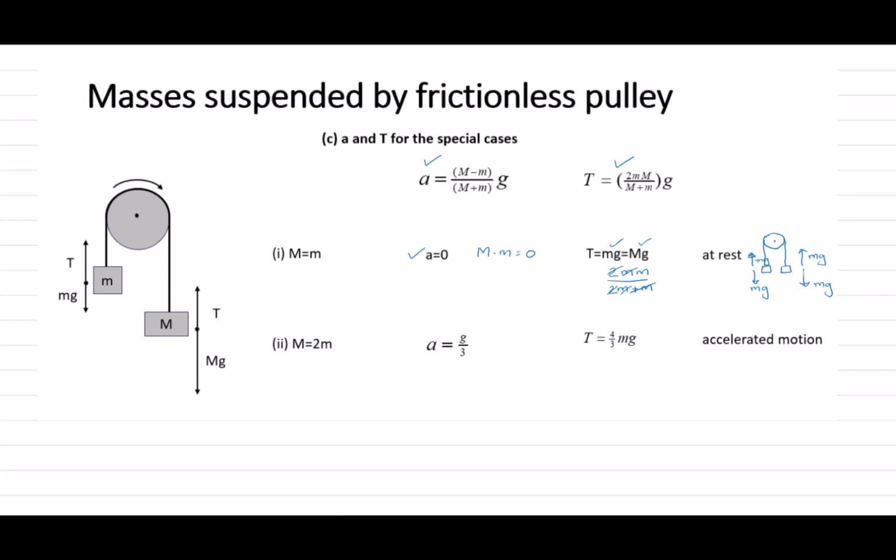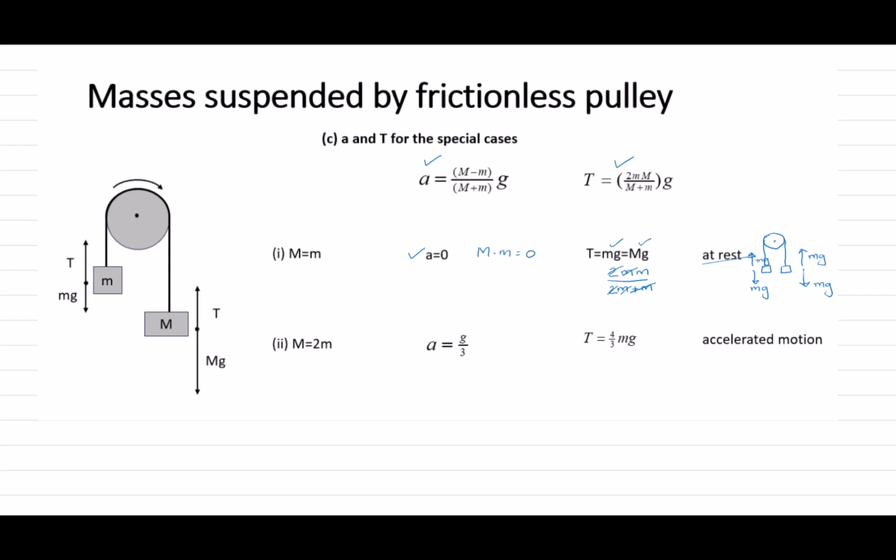So if we see on the right hand side, the weight mg cancels with the tension mg in the upward direction, and on the left hand side also the weight mg cancels with the upward force or tension mg. So as a result, the string and the masses are at rest.